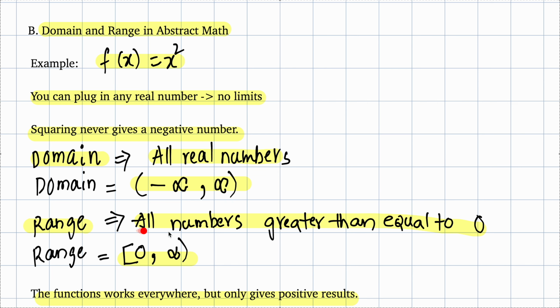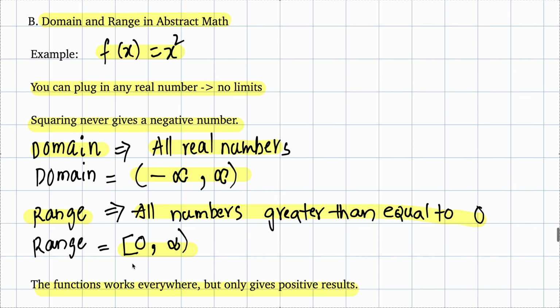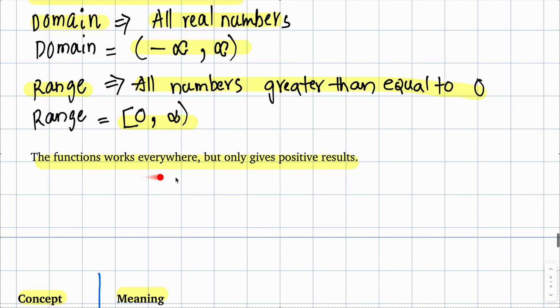And that means the range is all numbers greater than or equal to 0, because we can't get any negative numbers from this function. So the range would be from 0 to infinity, where 0 is included. This function works everywhere, but only gives positive results.